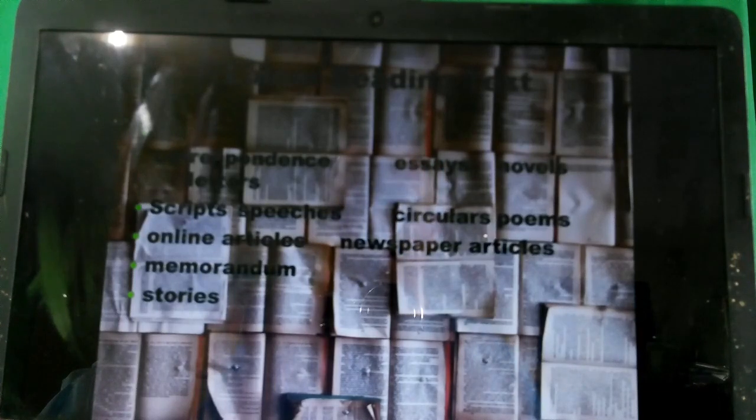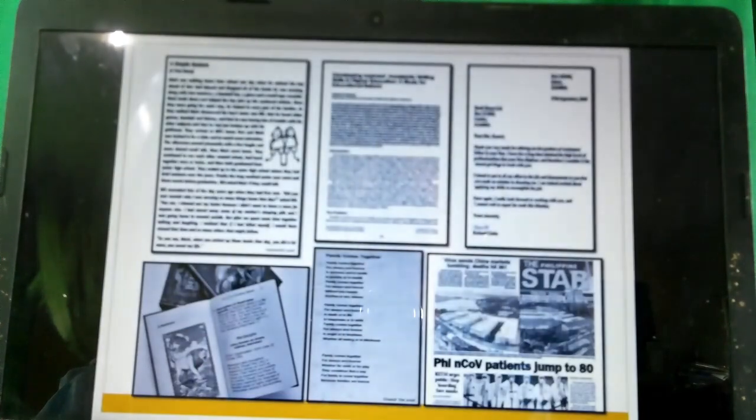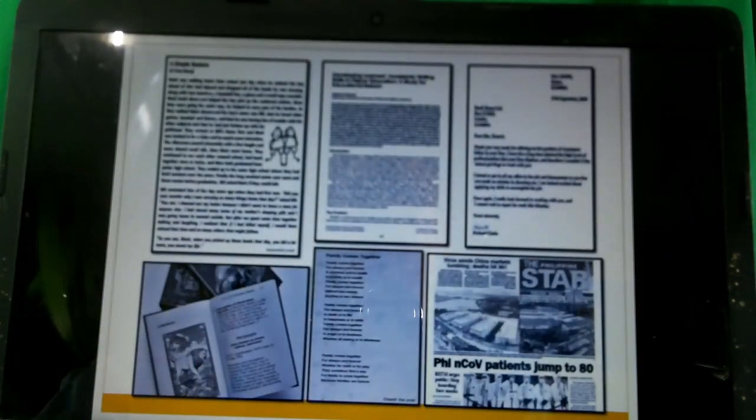Linear reading text. Here are the examples of linear reading texts: correspondence, letters, scripts, speeches, online articles, memorandum, stories, essays, novels, circulars, poems, newspaper articles. And you have here the examples on screen and in your modules as well.